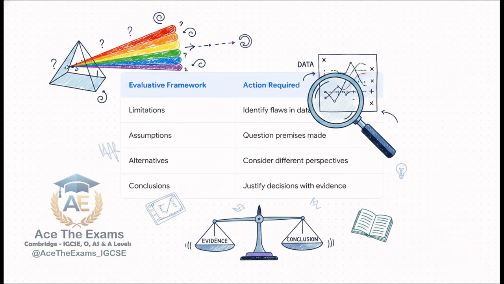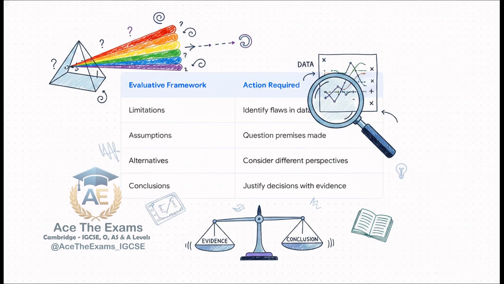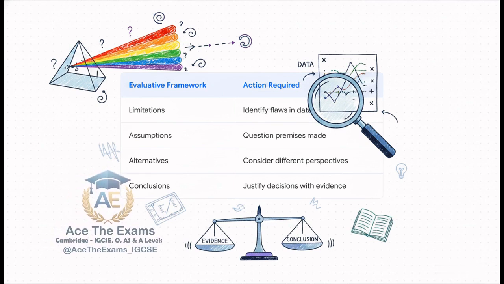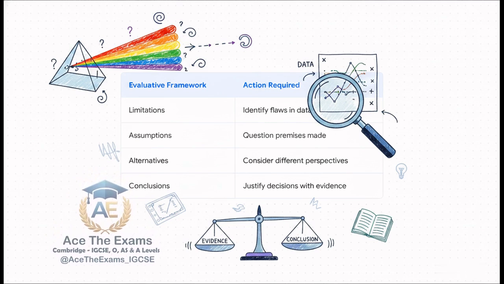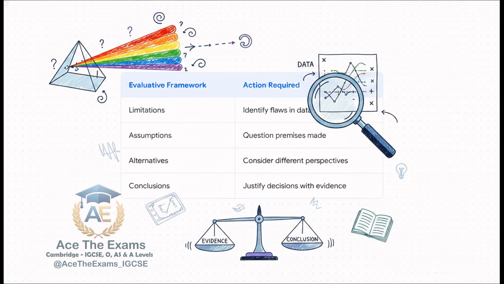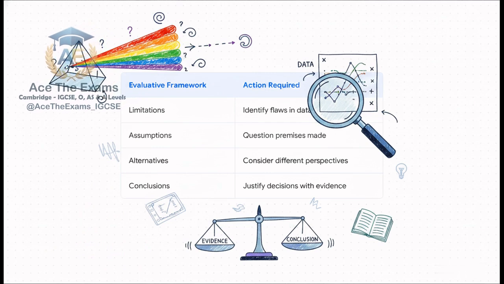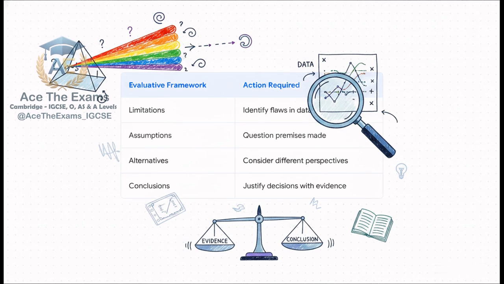You aren't just doing math, you are acting like a real scientist. When looking at experimental data about light dispersion, you must use this evaluative framework. First, limitations. You have to be able to identify flaws in how the data was collected. Was the light source truly monochromatic? Second, assumptions. You must question the premises made. Is the prism assumed to be in a perfect vacuum, or is air resistance and density playing a part? Third, alternatives. You must consider alternative interpretations of the data.